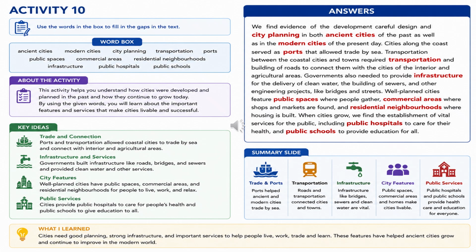So now let's check the answers. In the video, I have given the answers in red letters. Let's discuss one by one. So the first answer is city planning.